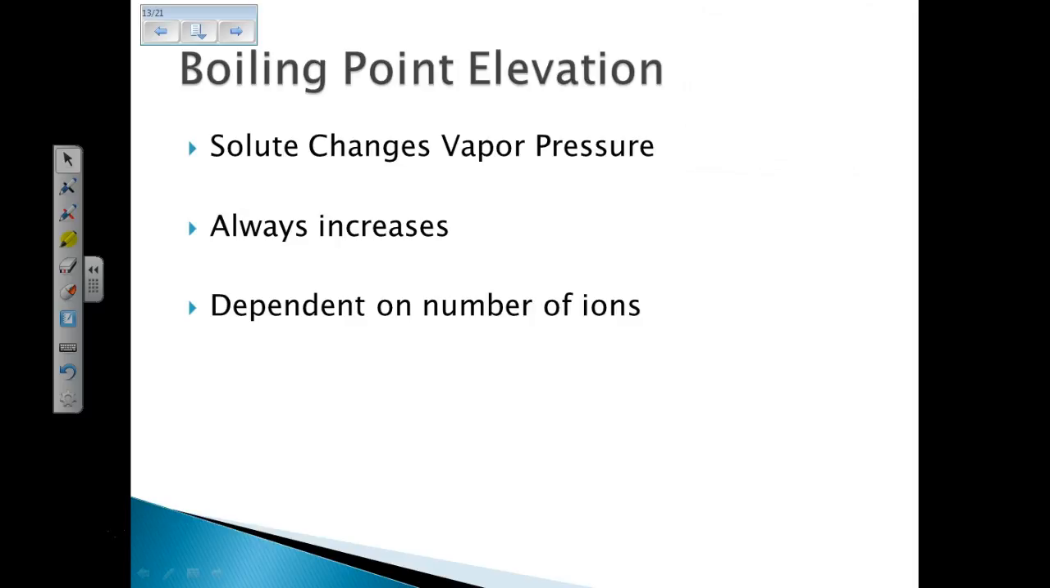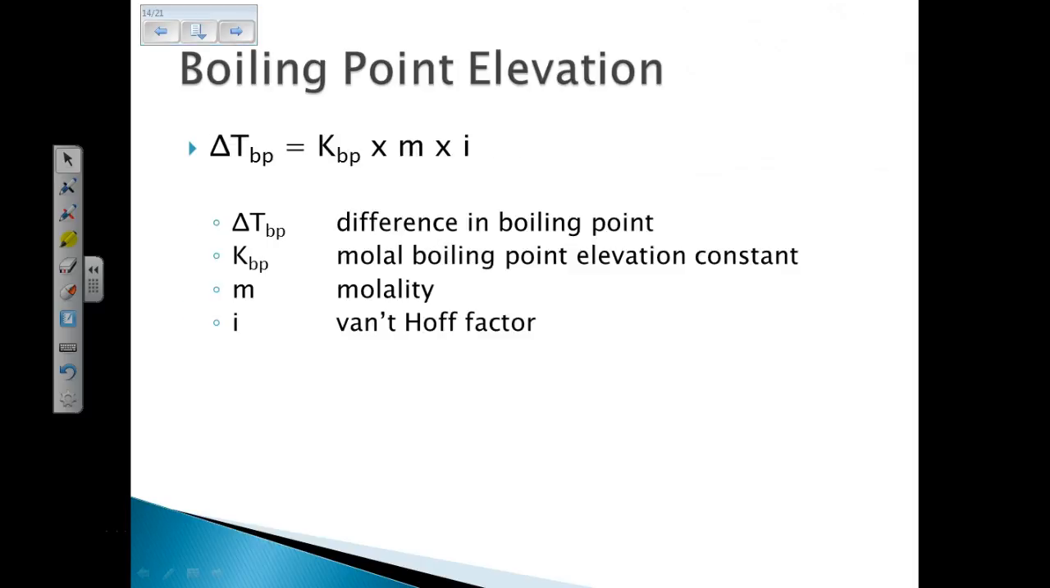And boiling point elevation, along with some other colligative properties, is always dependent on the number of ions or the number of particles that are dissolved into the solution, or how many are produced by the dissolving process. So here's the formula for determining by how much, and that's what this is. This is the temperature change in the boiling point. In order to solve this, we would need the boiling point constant, and we need to calculate the molality, and then we need the Van 't Hoff factor.